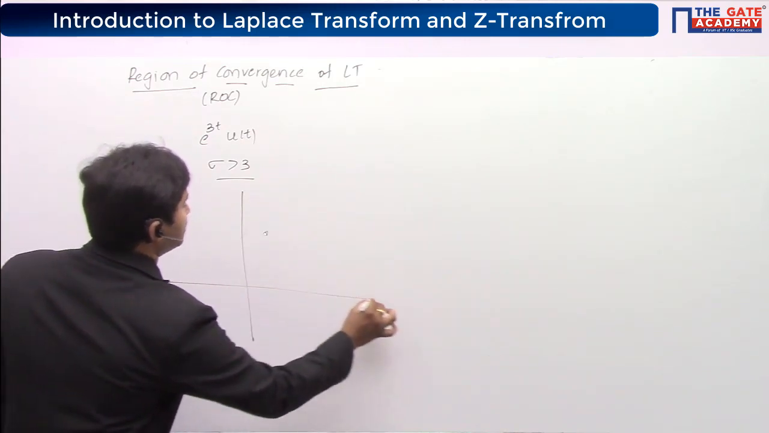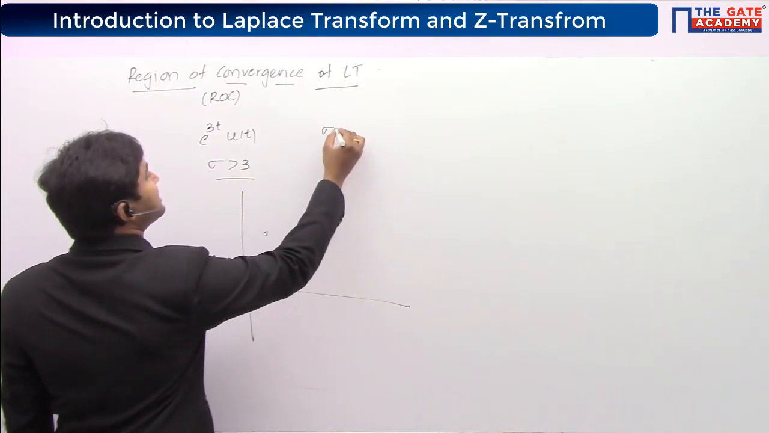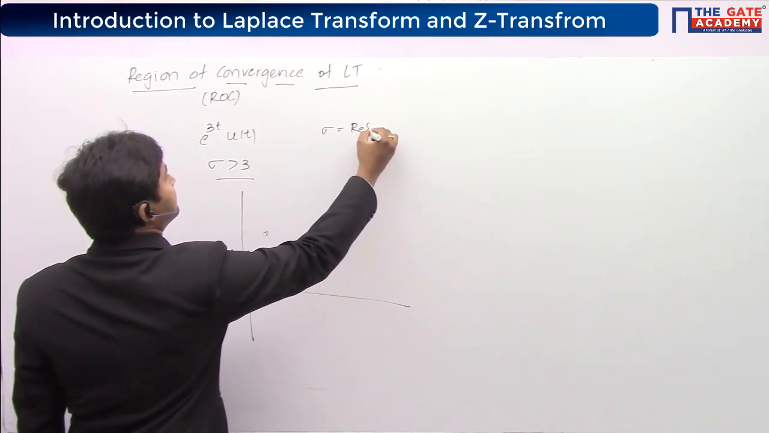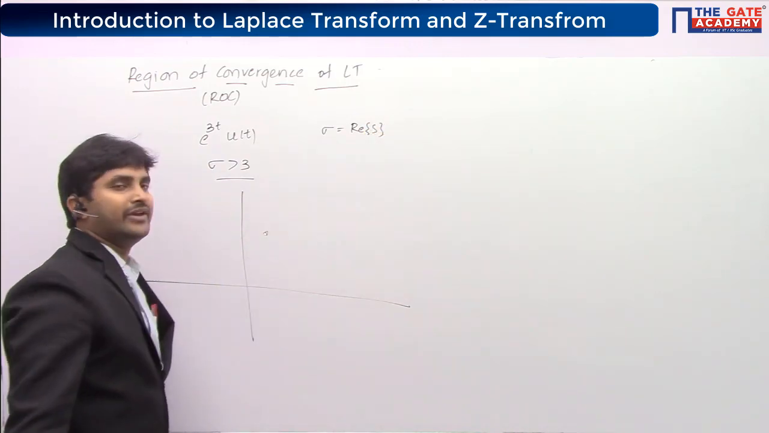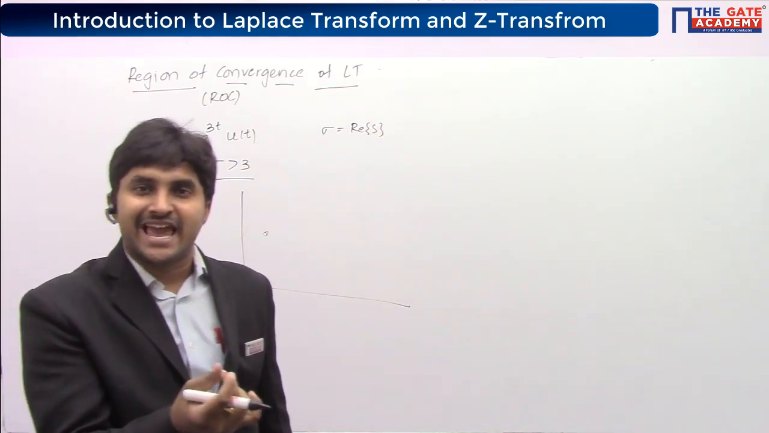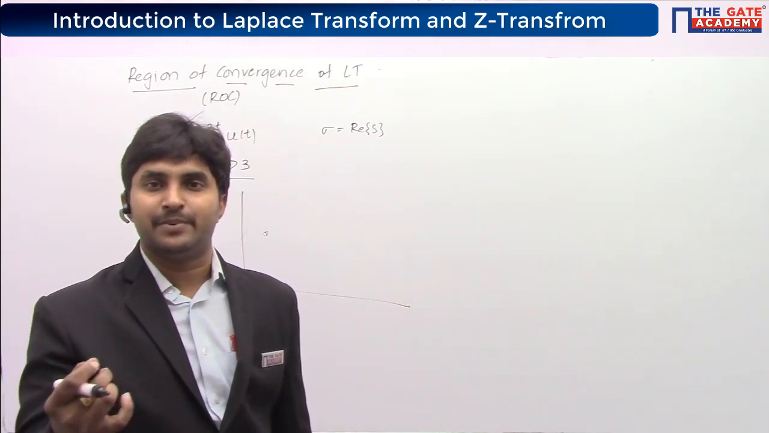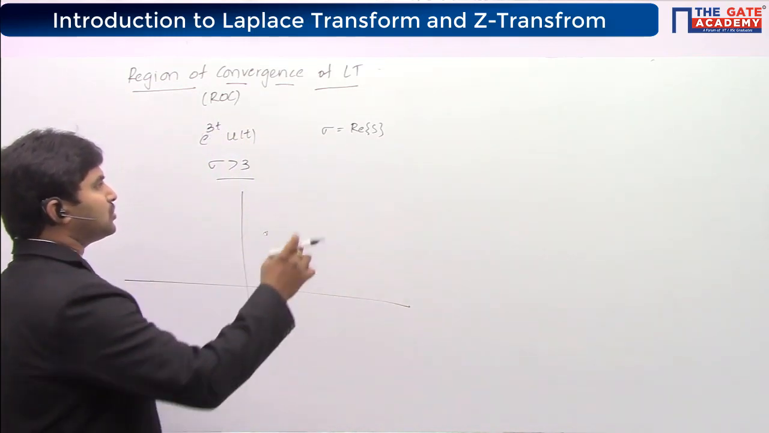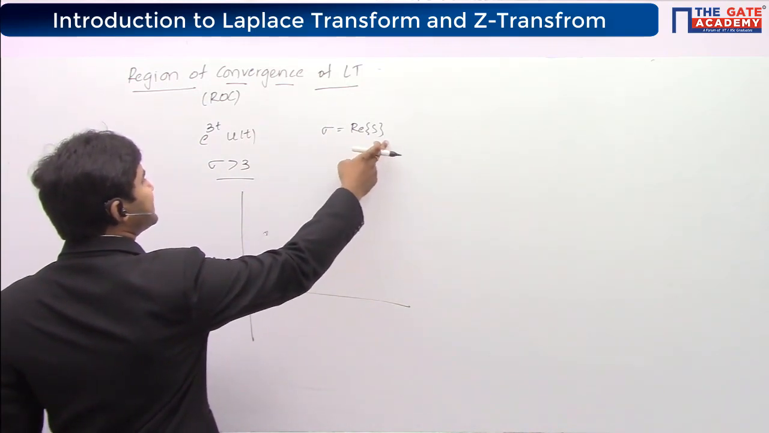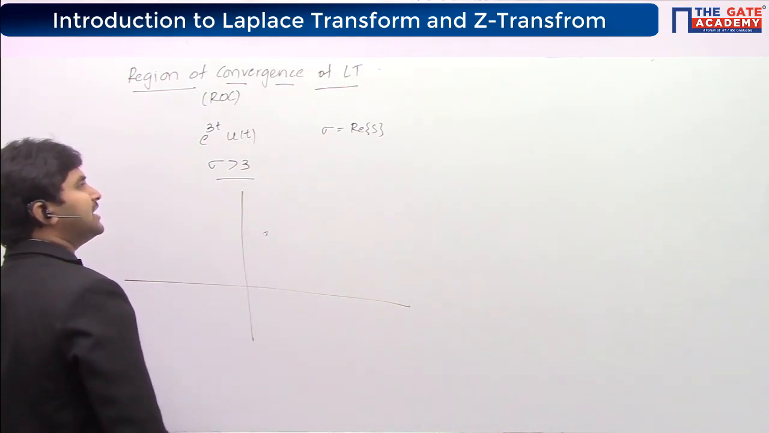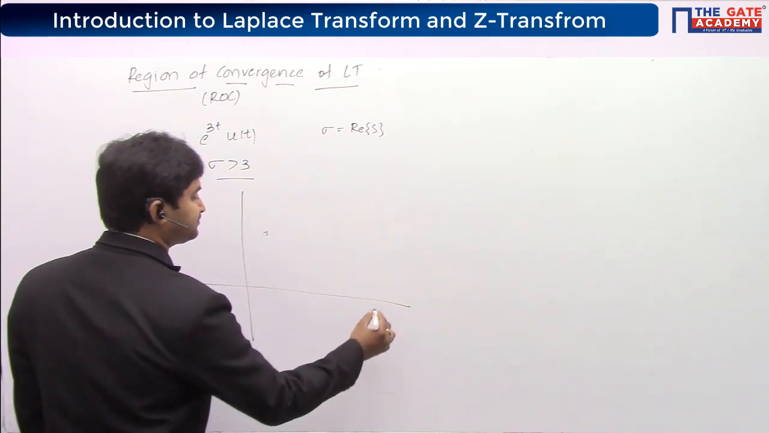And sigma is what? Sigma is the real part of s, right? When we defined s, s is nothing but sigma plus j omega. So the real part of s is nothing but sigma.